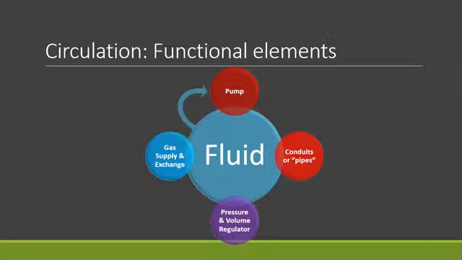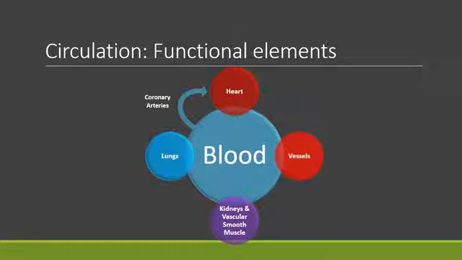And then we also use that fluid to not only move and dissolve elements around the system, but also as a means of exchanging and supplying fresh gas to the system as well. And so if we look at how those different functional elements correlate with the anatomic structures, you can see obviously we've got the blood as the fluid, we've got the heart as our pump, the blood vessels, we've got the kidneys and the vascular smooth muscle that help regulate not only volume but also pressure, and then certainly our lungs are the sites of gas supply and exchange.